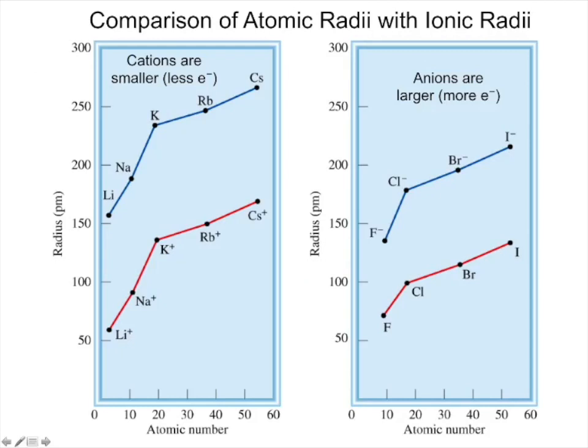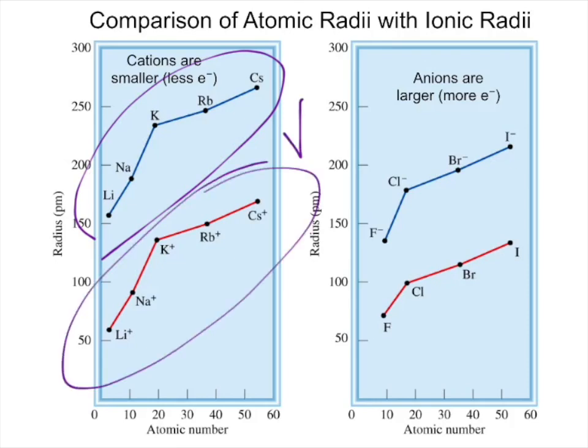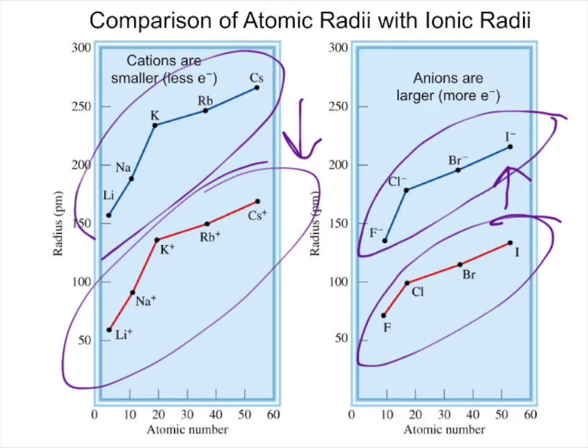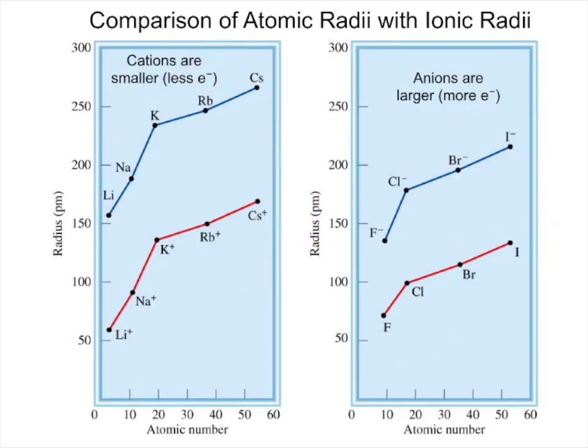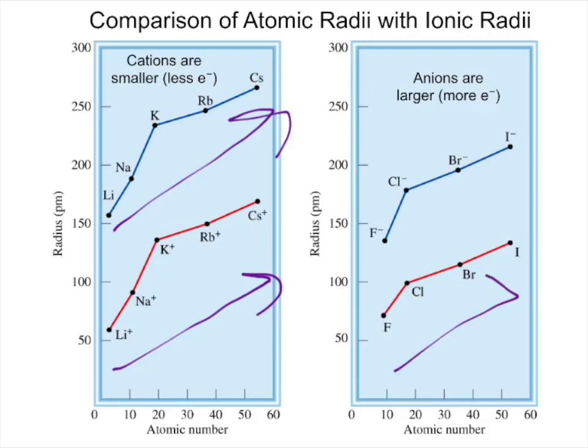So on the left we have positive cations from the alkali metals, and so here you have the neutral atoms, and then when you remove an electron, the radius becomes smaller. Then on the right side we have the halogens, and then when you add an electron to the halogens, the radius gets bigger. And then these images also show the trends that we learned previously for radius. As you go down the periodic table, your radius gets bigger, and that's also seen here.